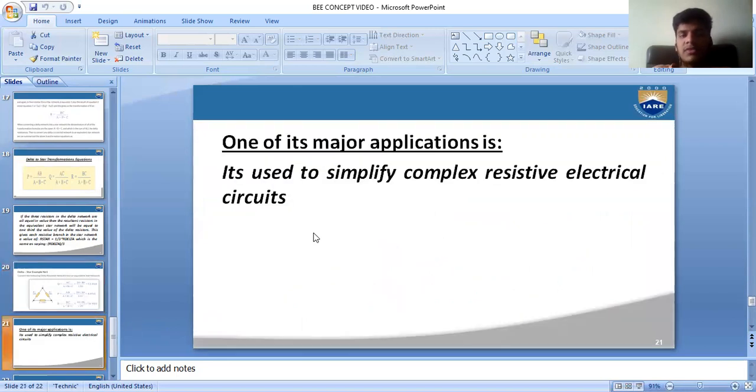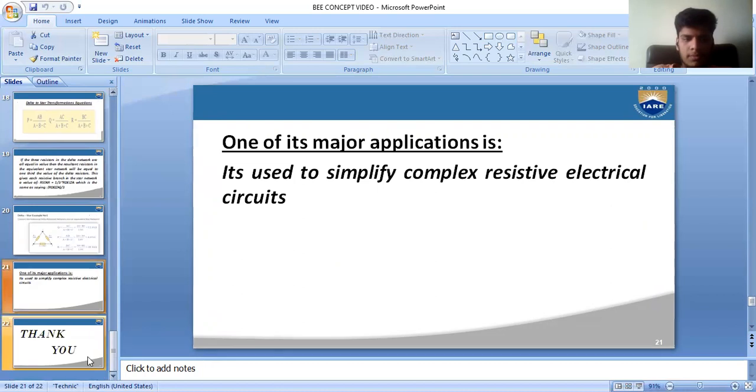One of its major applications is that the delta to star network transformation is used to simplify complex resistive electrical circuits. If we have a complex resistive electrical circuit, it simplifies it to a less complex one. It is mostly used to simplify complex resistive electrical circuits.